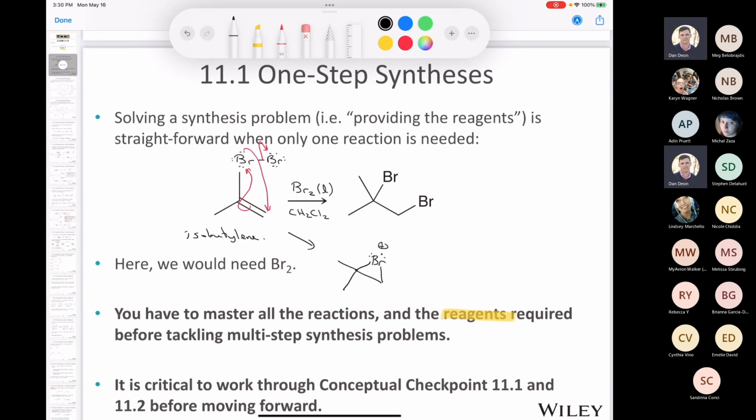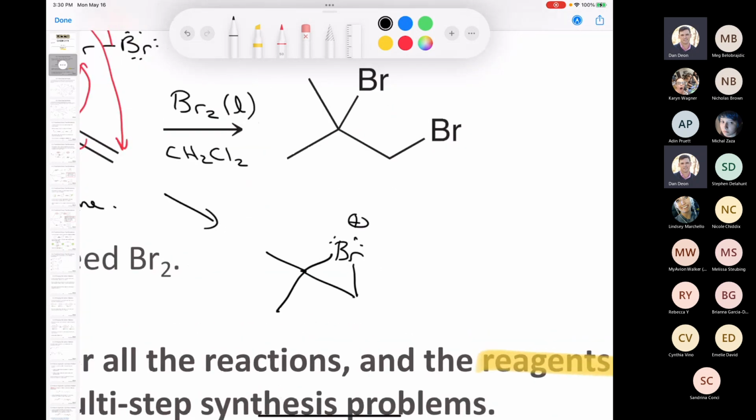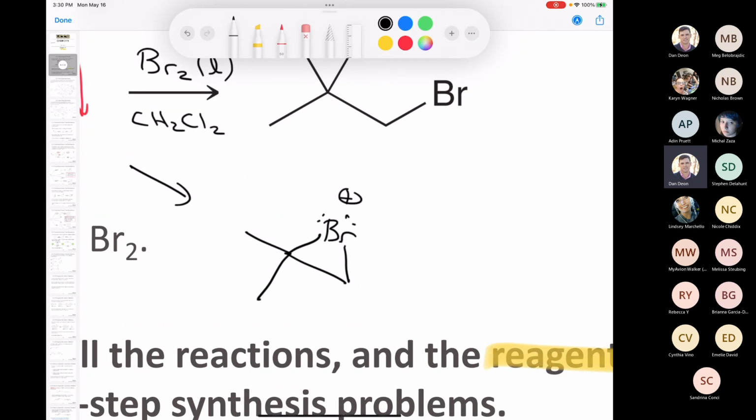Could anybody name this intermediate? It's got a funny name. Not funny, but it's just got a name that doesn't come up a ton. Could anybody name that ion? It's got a positive charge. This thing right here. Maybe yeah, maybe no. I don't know. Anyhow, yeah, absolutely. Yeah, thanks, Nick. It's the bromonium ion. Bromonium. Yeah, the bromonium ion.